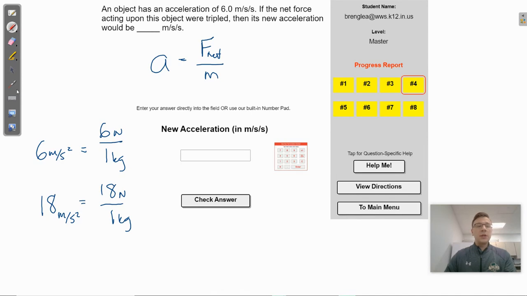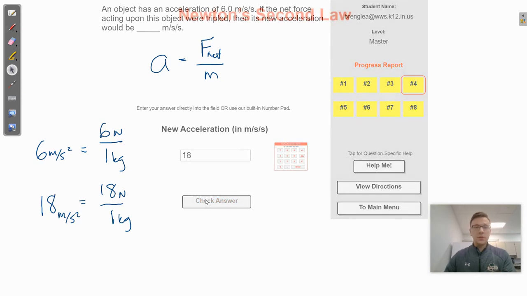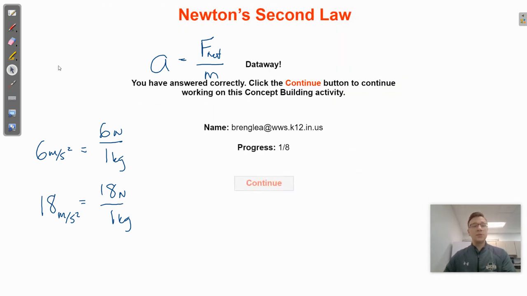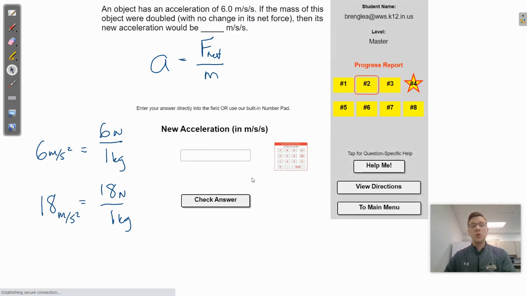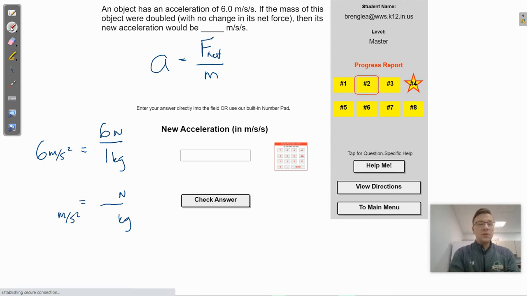So I hope that you're catching on to the theme here, which is what we talked about at the beginning: that net force and acceleration are directly proportional, and that mass and acceleration are inversely proportional. Okay, so this says an object has an acceleration of 6 meters per second squared. If the mass of the object were doubled with no change to the net force, then its new acceleration would be. So if we double the net force from 6 to 12 newtons, it's the mass.